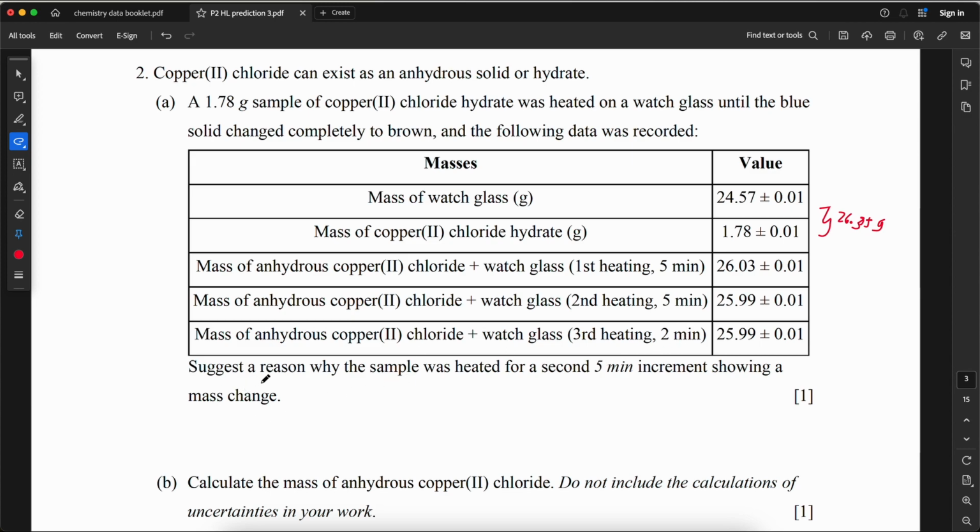So the question is, suggest a reason why the sample was heated for a second 5 minute increment showing a mass change. Because not all of the water was removed in the first 5 minutes. When heated, the water molecules distributed throughout the lattice are released from the lattice as steam. If the time is not long enough, some water still remains.